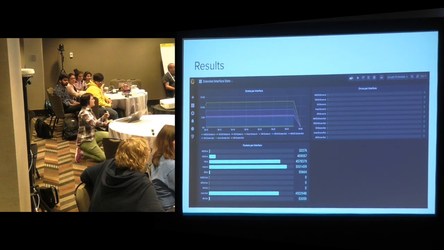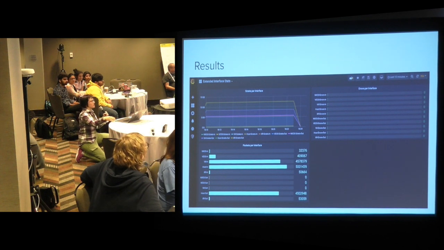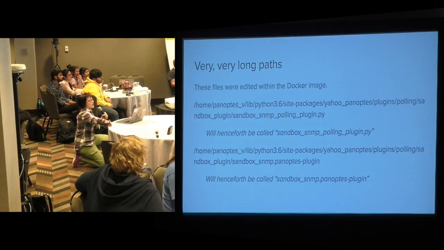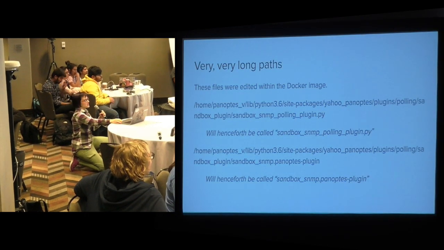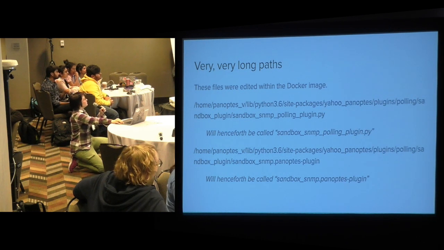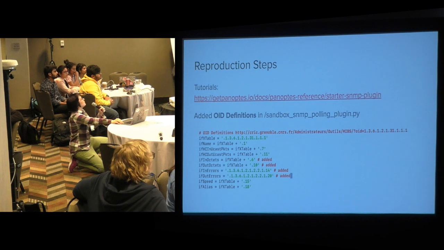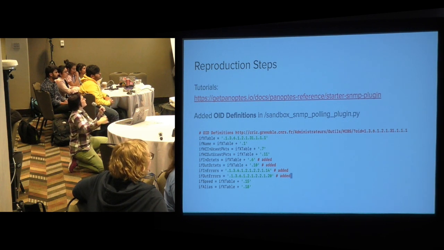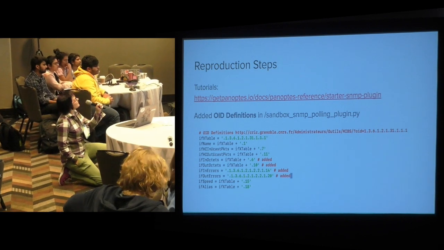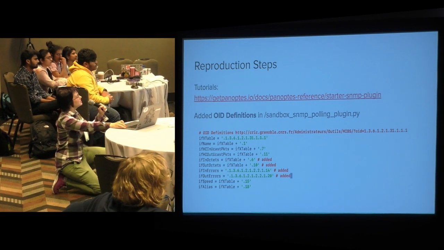So this is what we managed to get working in Grafana. It's super fancy. I know I worked really hard on this. We worked really hard on this. There were very, very long paths, some including this, in case anybody wants to reproduce any of this work. We're going to refer to them by the file names. Reproduction steps are from this getpanoptes.io document. And in that, I added the OID definitions in the Python script. I commented with what I added.